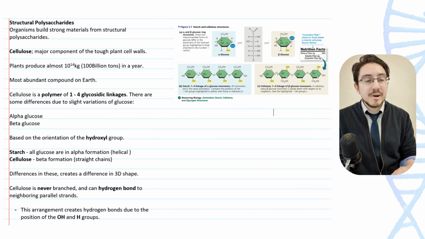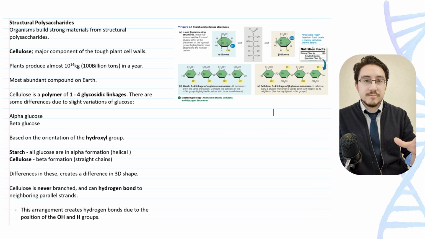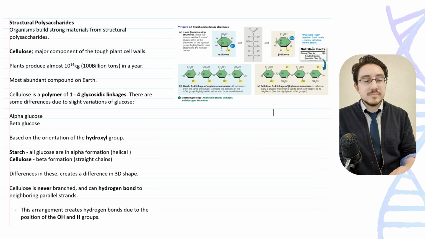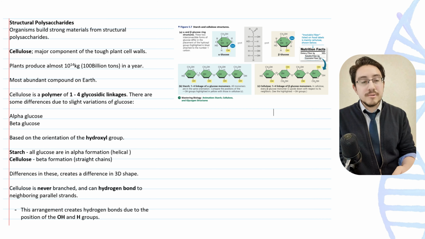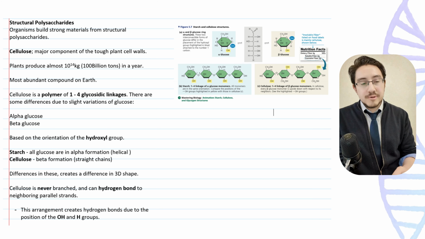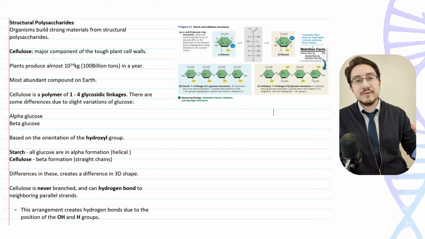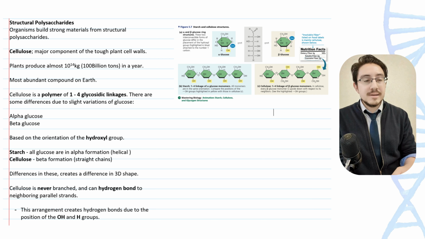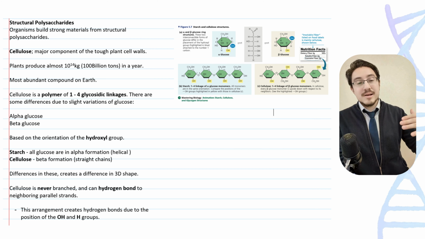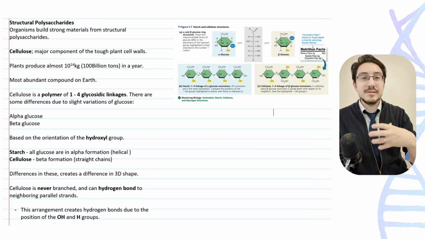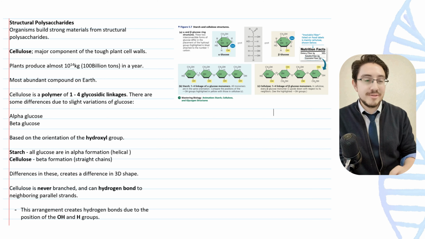So structural polysaccharides refers to structure, right? Support. Organisms build strong materials from structural polysaccharides, not just plants. We're going to take a look at other organisms, but for the majority, you have plants that produce cellulose, right? Cellulose is the major component of tough plant cell walls. Plants produce almost 10 to the 14 kilograms, approximately 100 billion tons, in a year. It's the most abundant compound on Earth, right?